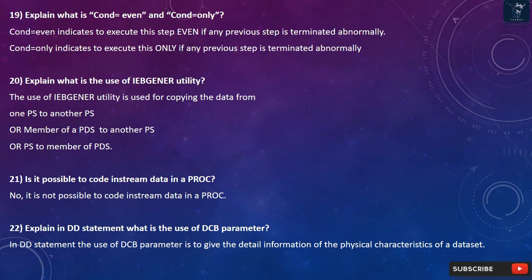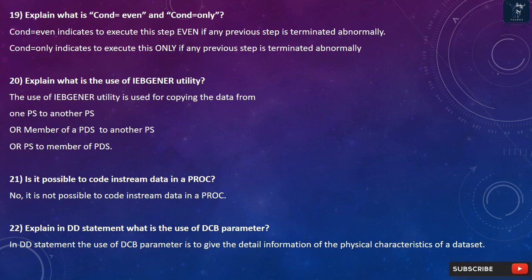20. Explain what is the use of the IEBGENER utility. The IEBGENER utility is used for copying data from one PS to another PS, or member of a PDS to another PS, or PS to member of PDS. 21. Is it possible to code INSTREAM data in a PROC? No, it is not possible to code INSTREAM data in a PROC.